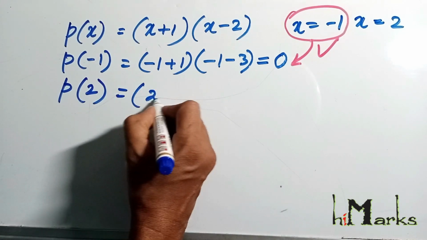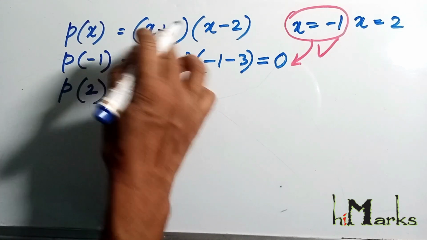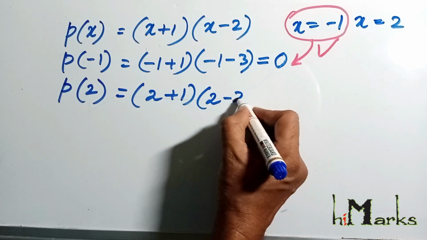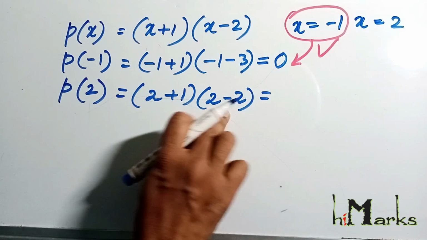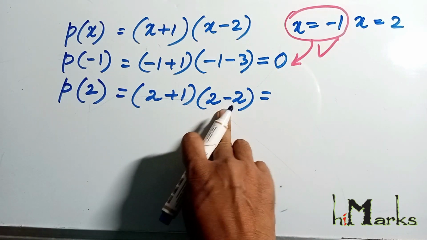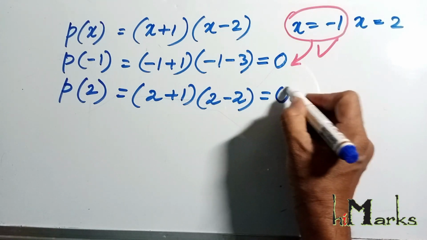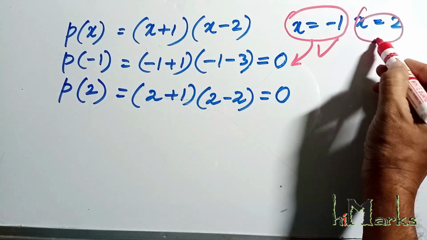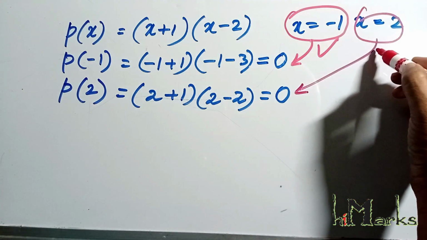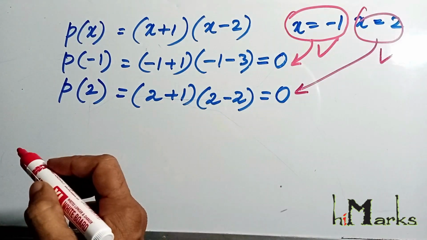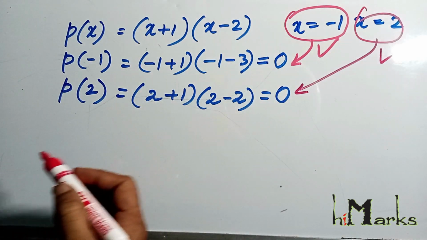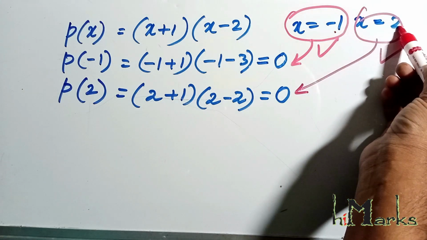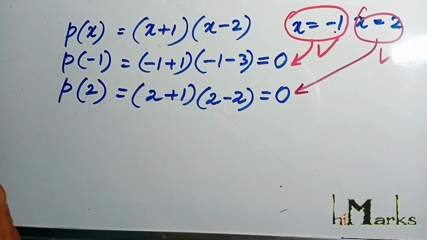So 2 plus 1, this is the equation, so 2 plus 1, and here 2 minus 2. In this case you see this is the second term, because 2 minus 2 is 0, so this product will be 0 always. So in that case x equal to 2 also made the equation 0, so x equal to 2 is also a zero of the polynomial. So both -1 and 2 are zeros of the polynomial.